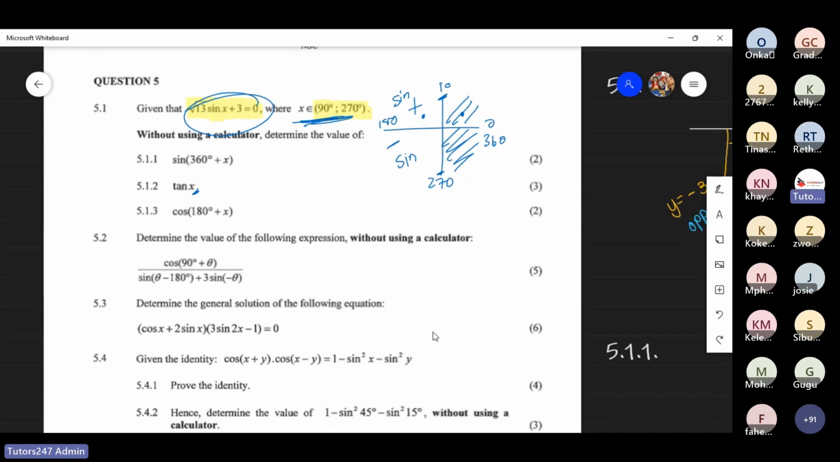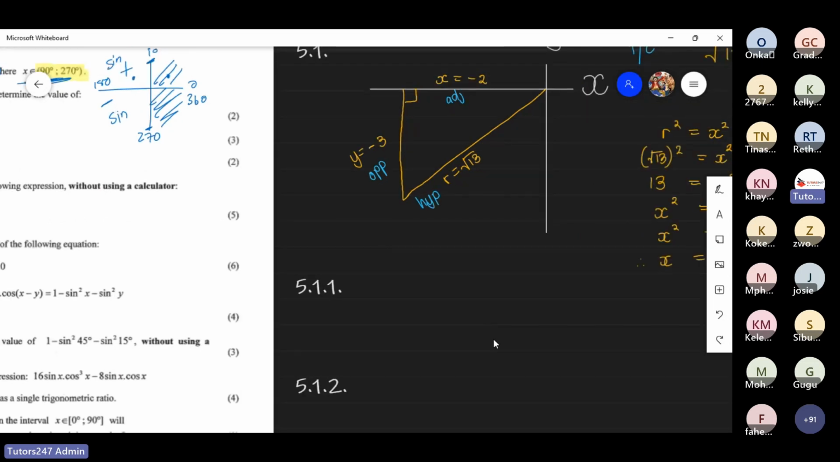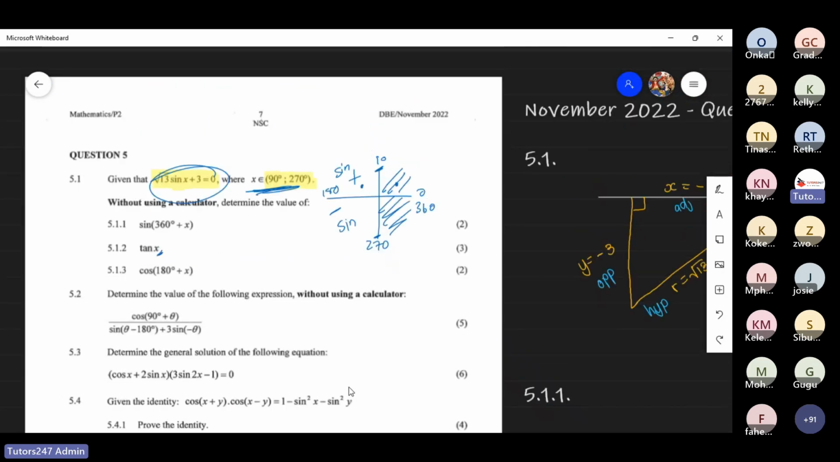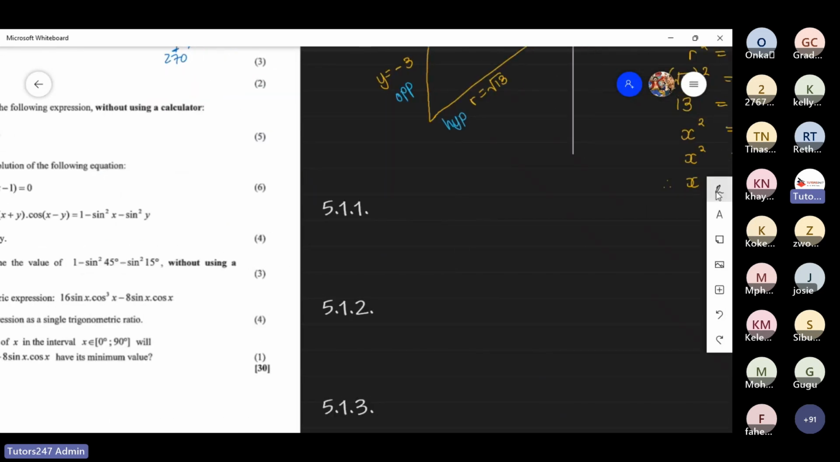So let's continue. We've now calculated our x value, we put in our y value, and we've got our hypotenuse. So let us now move over to our question paper. Our first question, sine of 360 plus x. First thing we need to do is ask ourselves, what quadrant is sine of 360 plus x in? We know that sine of 360 plus x is within quadrant 1 and sine is positive in quadrant 1. Therefore, this is just going to be equal to sine x.